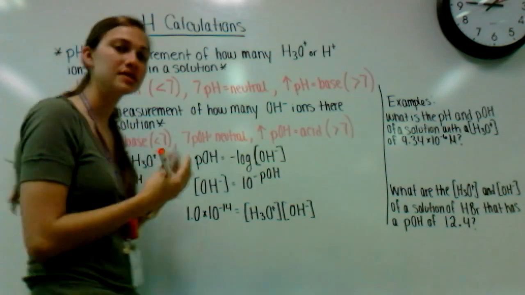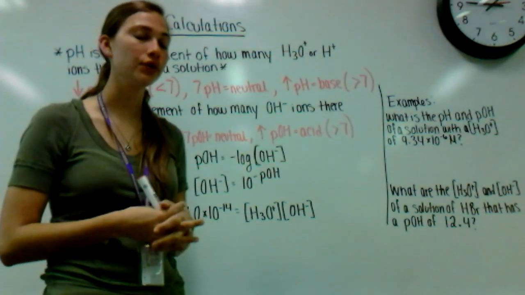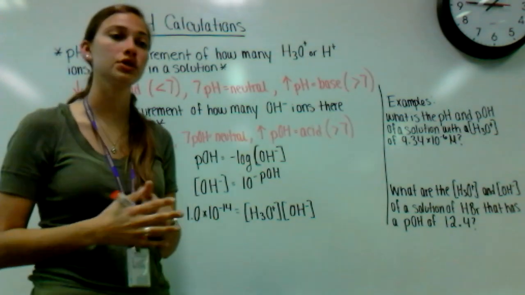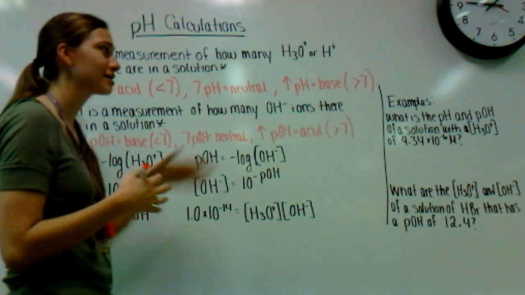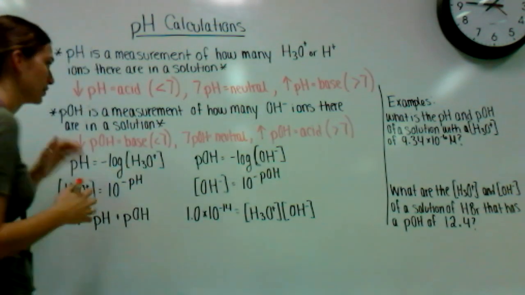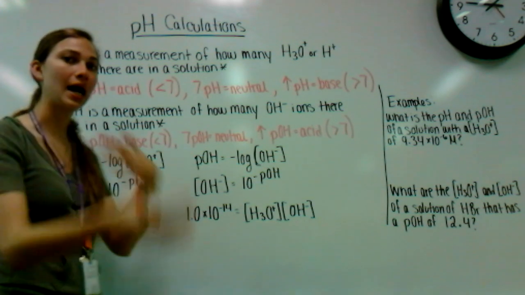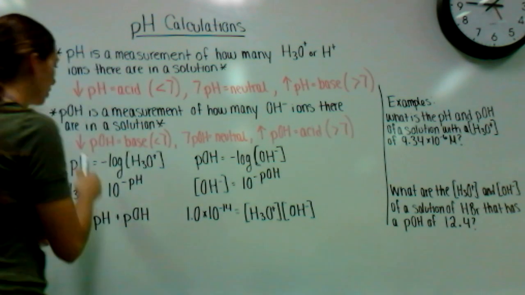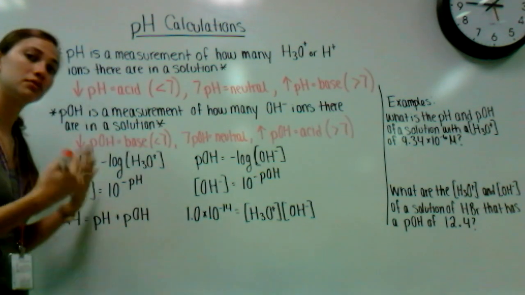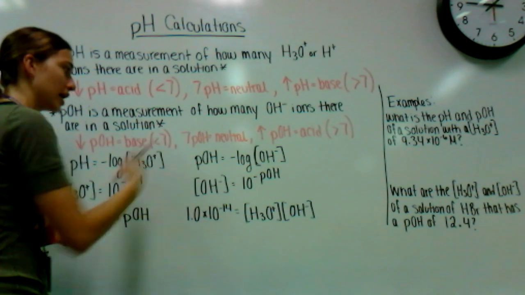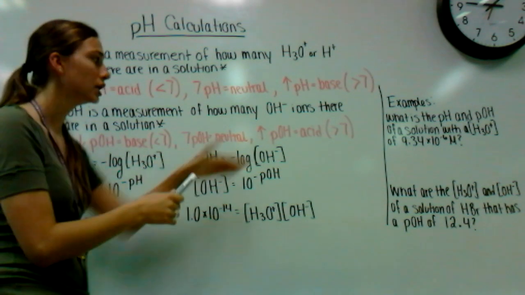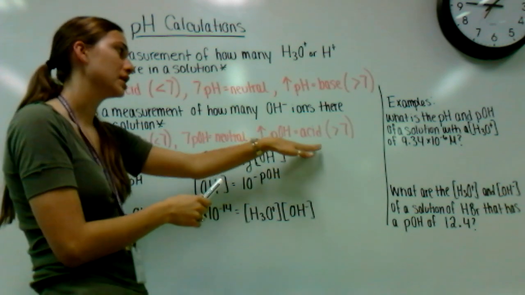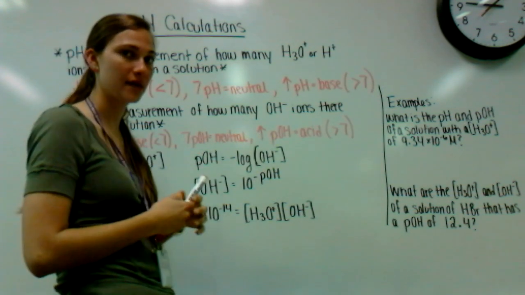Now we have constantly heard the word pH, but we don't usually hear about the word pOH. pOH is a measurement of how many hydroxide ions there are in a solution. So this is the complete opposite measurement. Here, if you have a low pOH, it's a base, so that is less than 7. A pOH of 7 is still neutral. And then a high pOH is an acid, and that's when it's greater than 7.